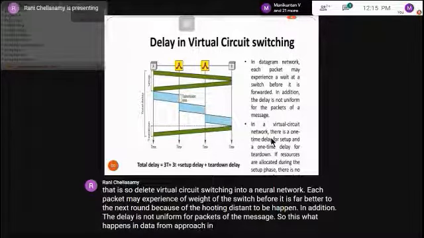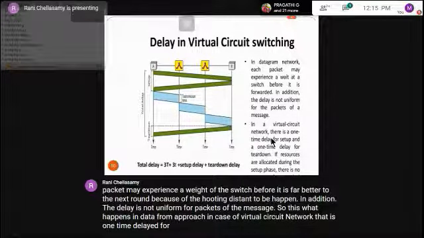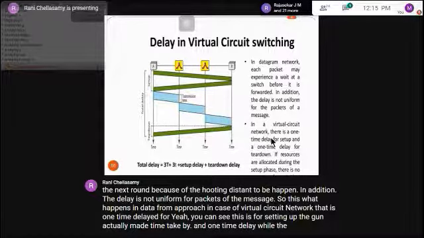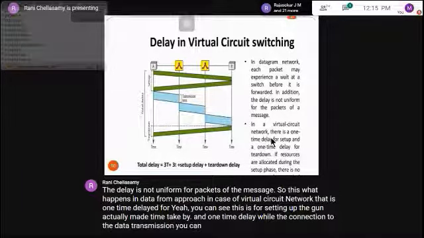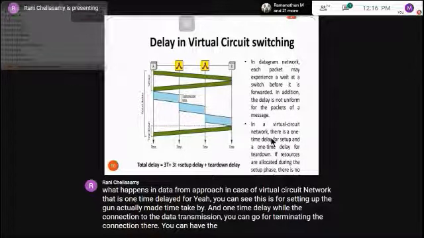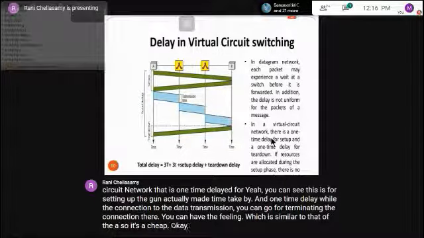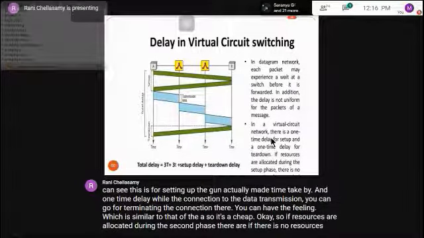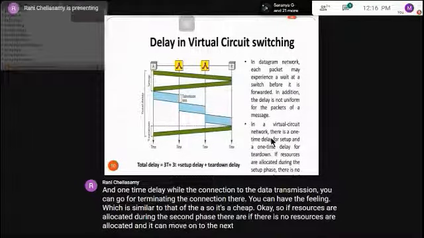In the case of a virtual circuit network, there is a one-time delay for setting up the connection. Here you can see that setting up the connection may take time. And there is a one-time delay after the data transmission, when you go for terminating the connection. There you can have the delay, which is similar to that of circuit switching. Okay. So if resources are not allocated during the setup phase, then it can move on to the next person to occupy that particular channel.